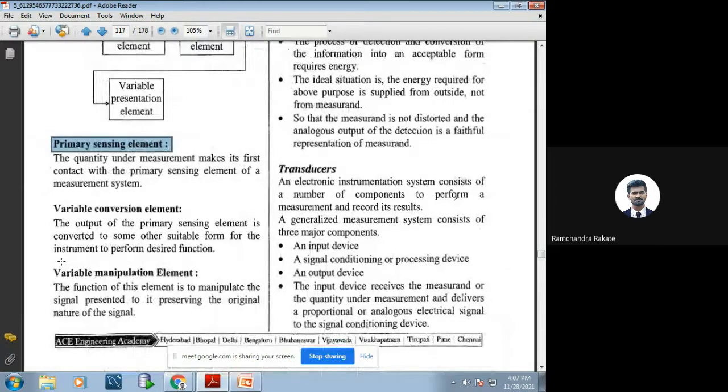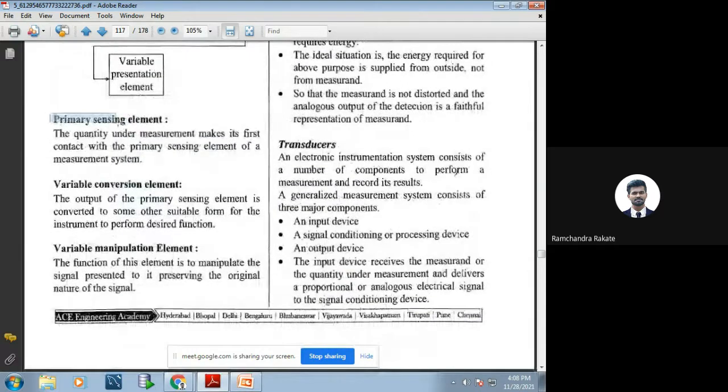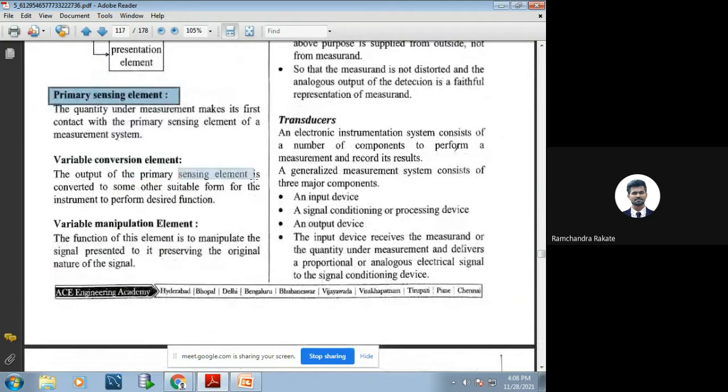Yes, the first is the primary sensing element. The quantity under measurement makes its first contact with the primary sensing element of a measurement system. Then we have the variable conversion element. The output of the primary sensing element is converted to some other suitable form for the instrument to perform the desired function. That is the variable conversion element. We are looking at each and every block.